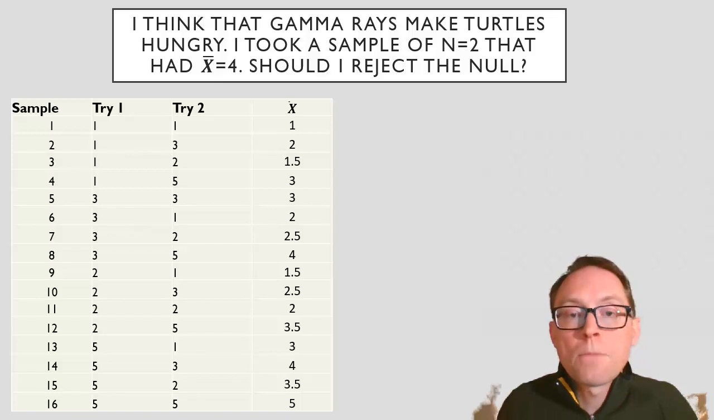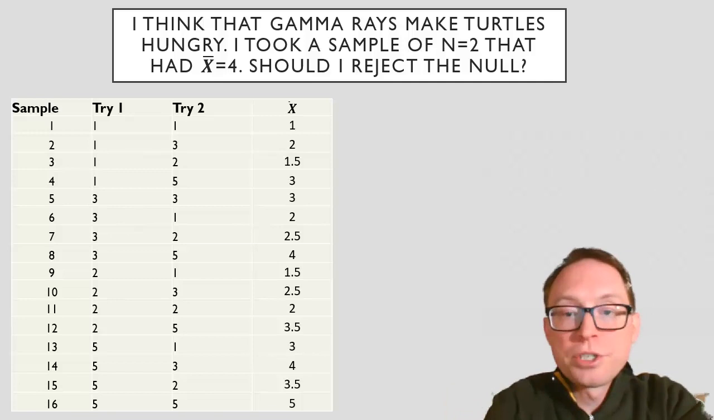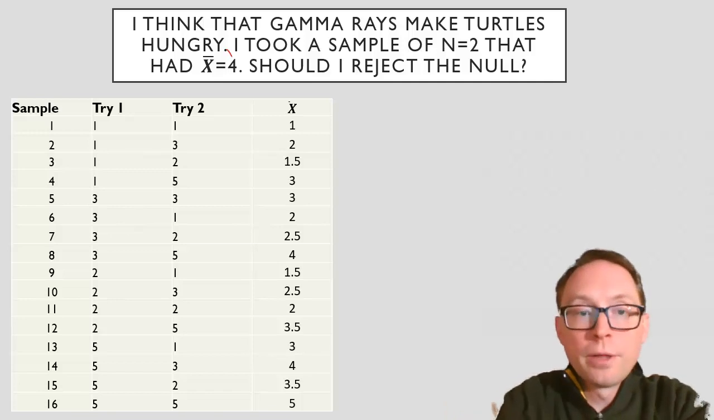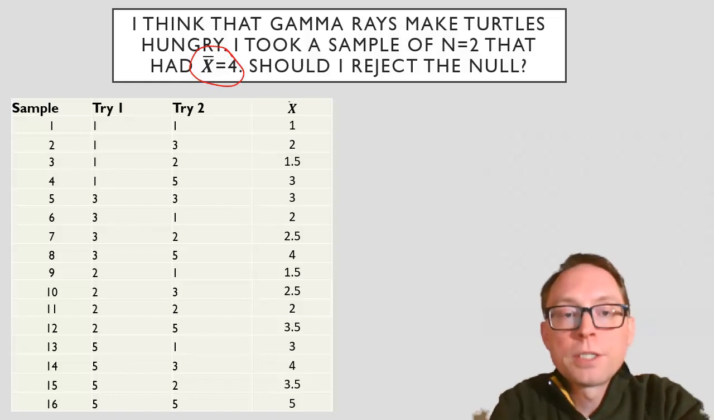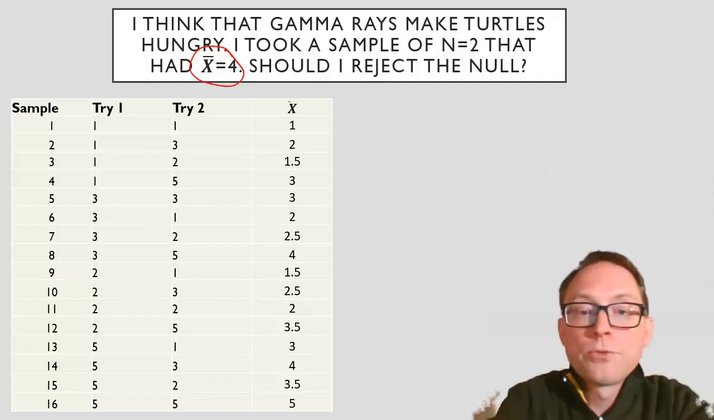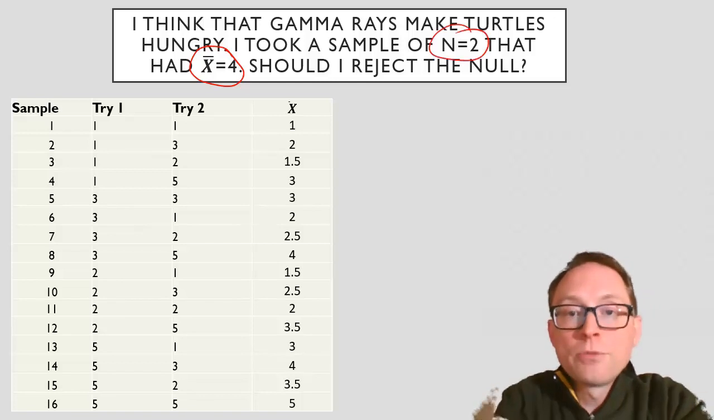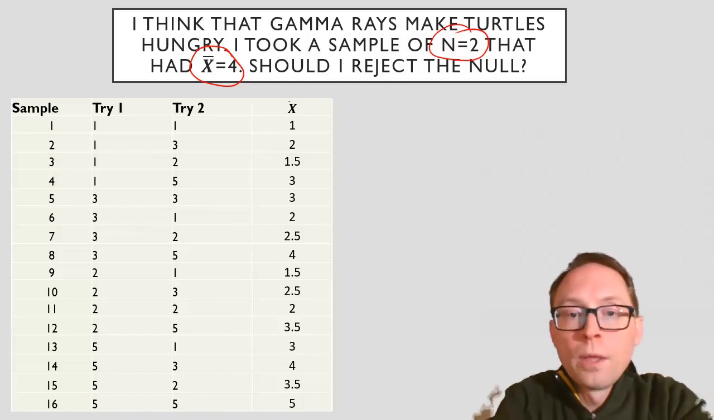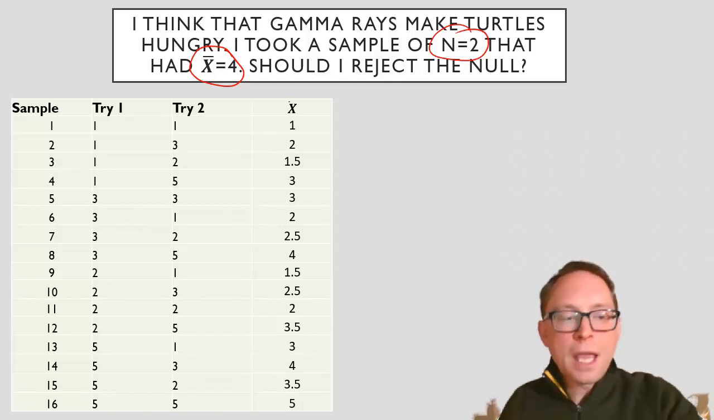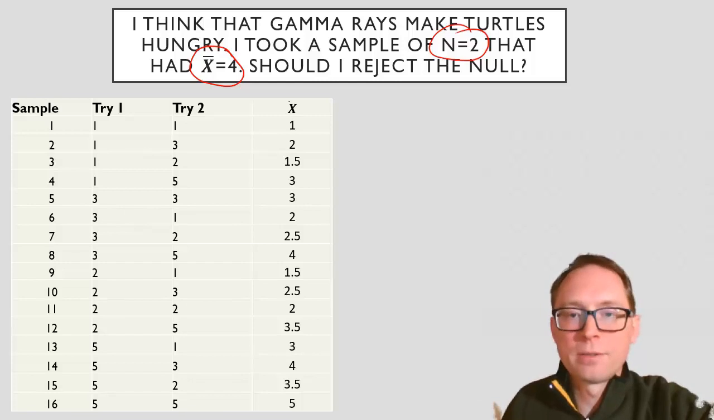Since this is a list, this is the sampling distribution, this is all the possibilities, right? In this case, the statistic that I care about is the mean, and I calculated the correct statistic. It is x bar equals 4, right? So the mean number of pizzas for my sample of 2 people, the mean was 4. So what I want to say is, hey, what's the probability of eating 4 pizzas happening when gamma rays don't have any effect on how hungry the turtles are?